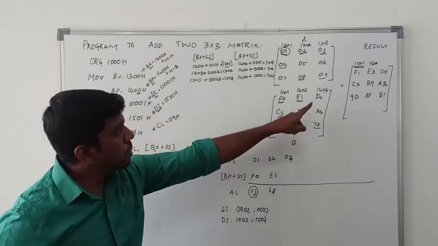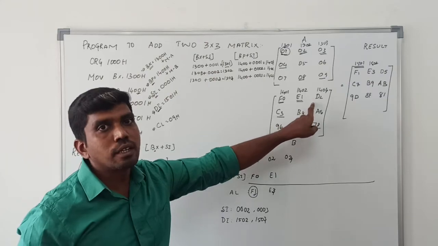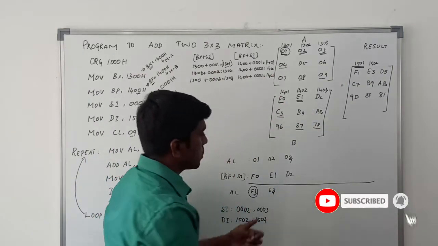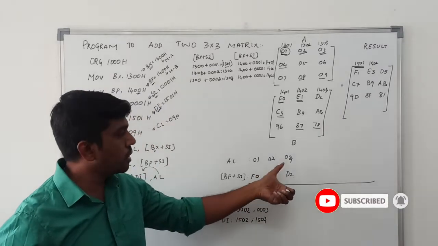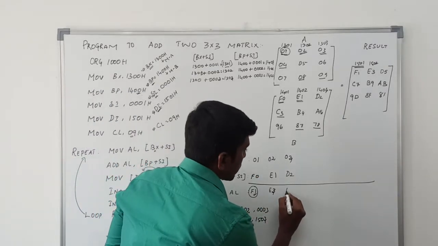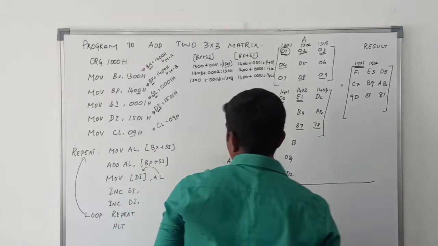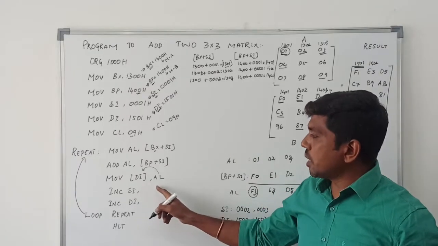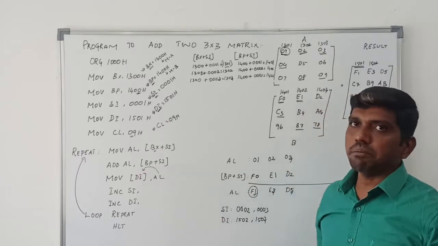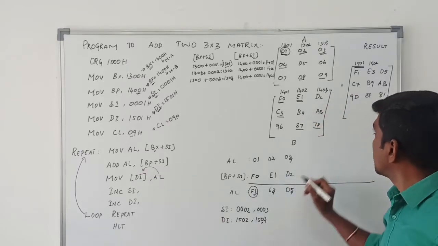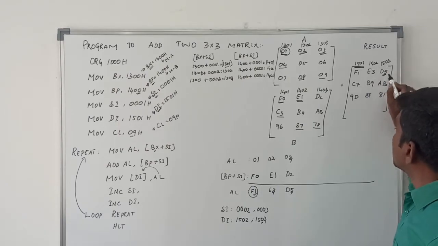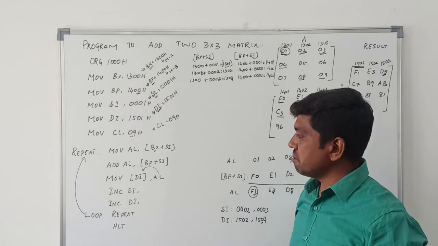In this memory location 1403, whatever content is present, that content is added with the accumulator register. Now this content is D2. So the D2 value is added with the accumulator content, and you get the result D5. So this D5 is stored in the accumulator register. Then MOV [DI], AL. The AL value is stored in the memory location 1503. So in this 1503 memory location, the D5 data is stored.